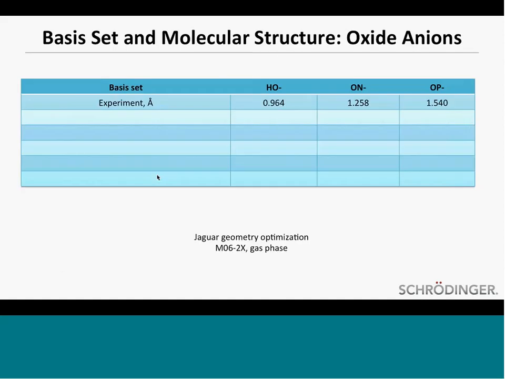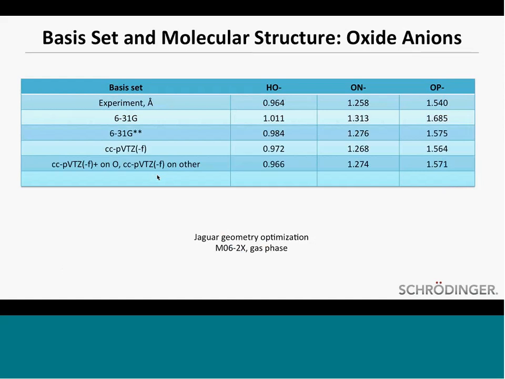The same can be said for oxide anions. So here you see the bond lengths of these various anions. And again, as we go from a small basis set to a larger basis set, things start to recapitulate experiment. Again, remember though, as you move to larger basis sets, your computational time increases dramatically.